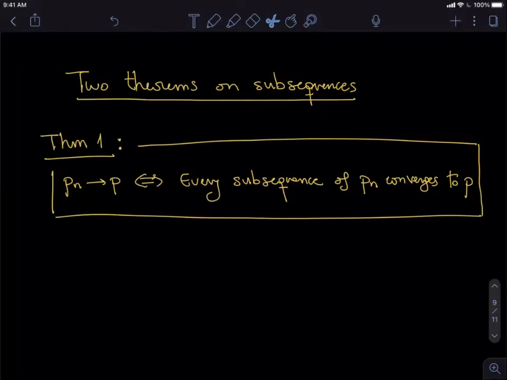Let us discuss here two theorems on subsequences. The first one says that a sequence converges to some p if and only if every subsequence of the original sequence converges to the same p. Okay? This is actually very useful because if we have two subsequences that converge to different limits, then the sequence cannot converge.